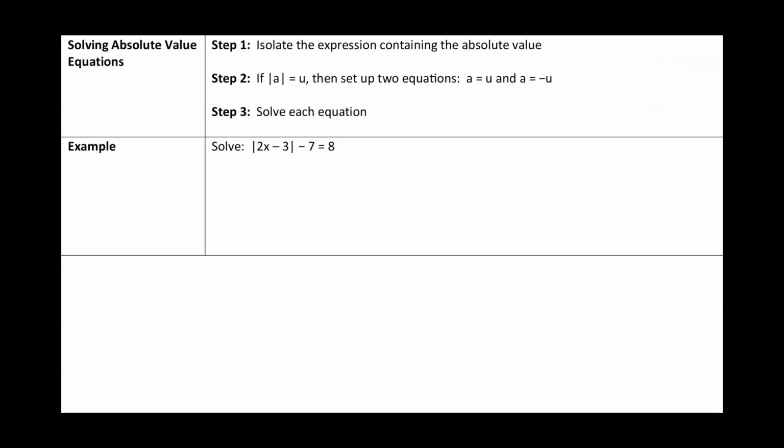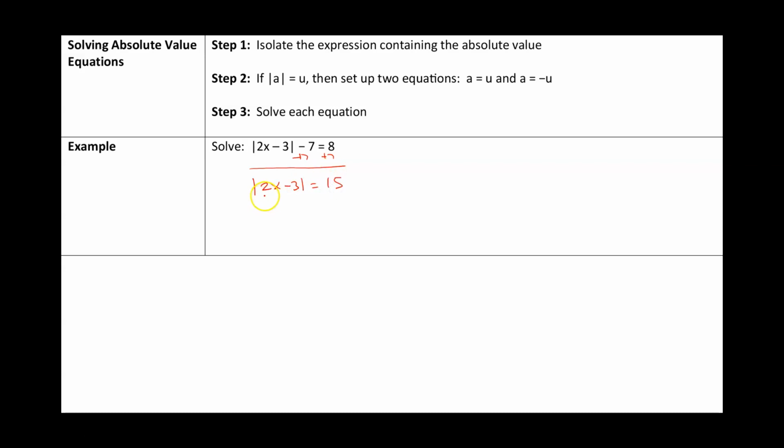So here are the steps to isolating absolute value. I'll let you read these and we will do the example. The example says, step 1, we need to isolate the expression containing the absolute value. So we need to add 7 to both sides. Okay, we're going to get the absolute value of 2x minus 3 equals 8 plus 7, which is 15.